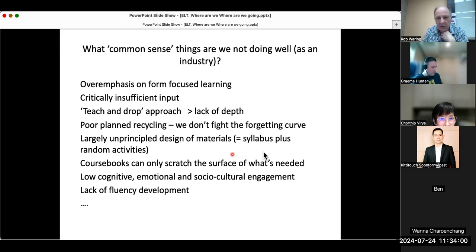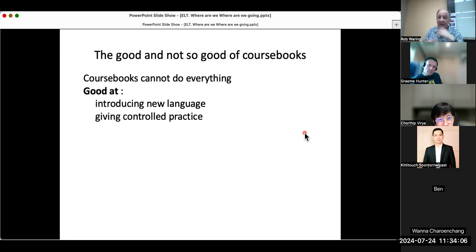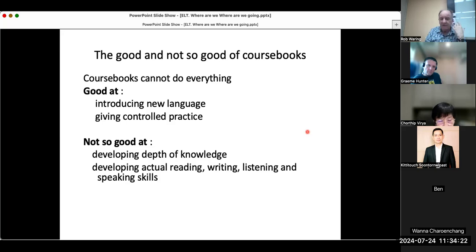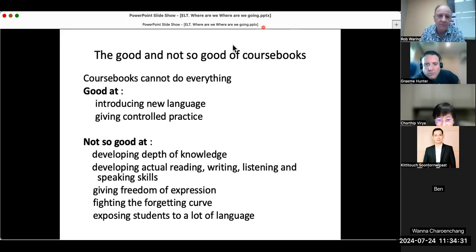So the good side of course books is that they can introduce new language and they can give controlled practice. They can't do everything. Let's not even pretend to assume the course books can do everything. They can't. They're good at some things, but they're not good at developing depth of knowledge, developing actual reading, writing, listening, speaking skills, giving freedom of expression, fighting the forgetting curve, and exposing students to lots of language.